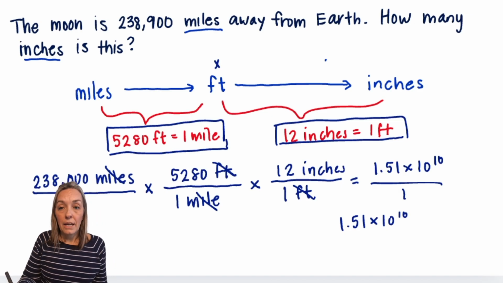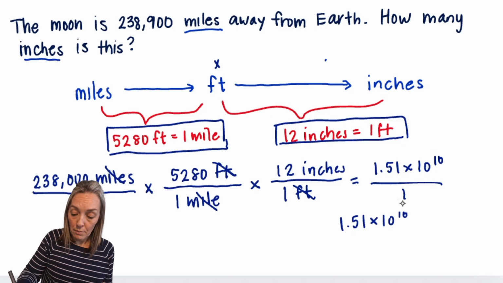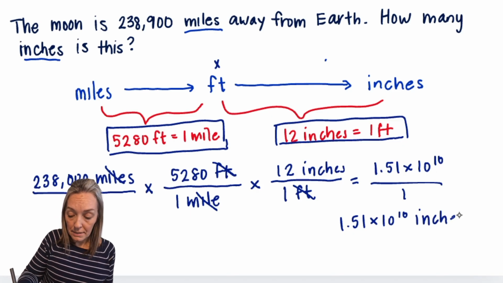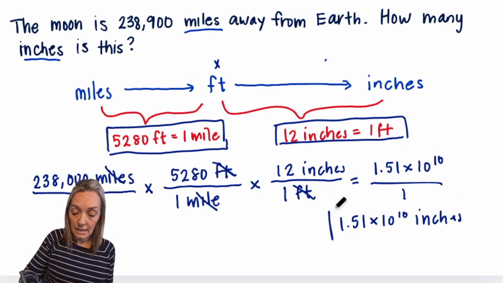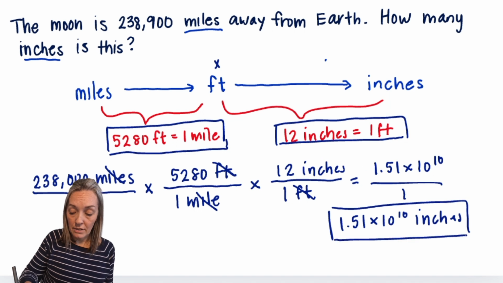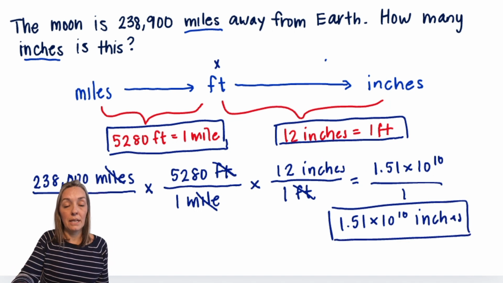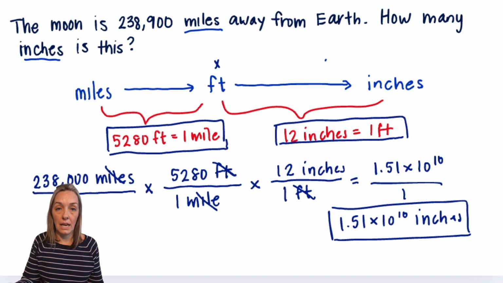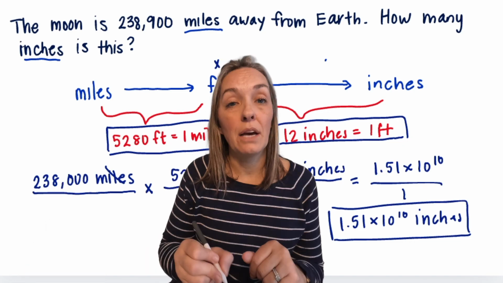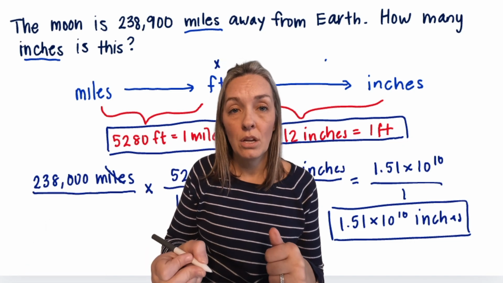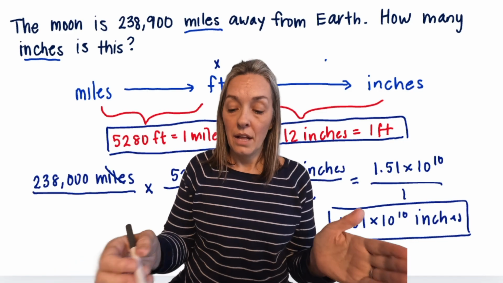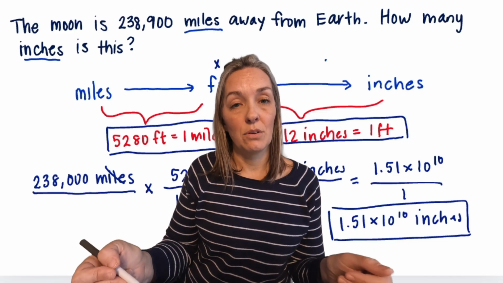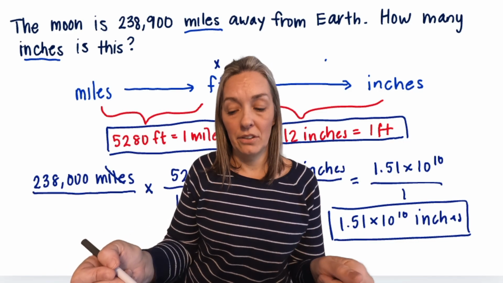Don't ever leave a number hanging without a unit. We need to know what this number represents. This number represents inches, and I know that because it's the only unit in the problem that did not cancel out. This number of inches is the exact same distance as my original 238,900 miles. If you are not familiar with scientific notation, watch my other video that'll go through scientific notation and a recap, how to write it and how to put it in your calculator.